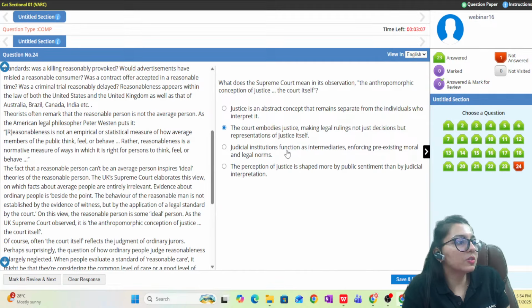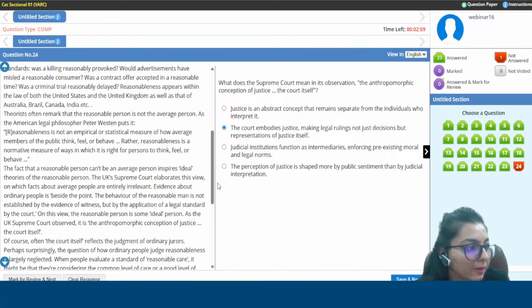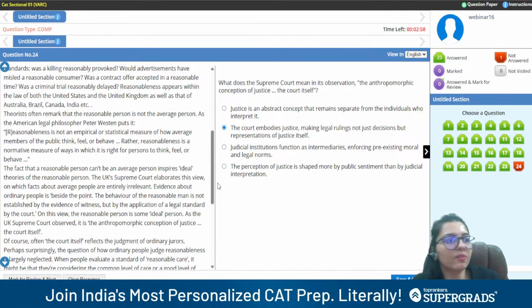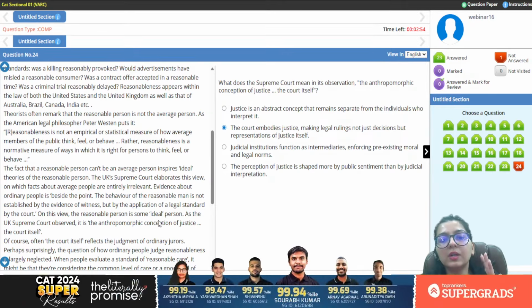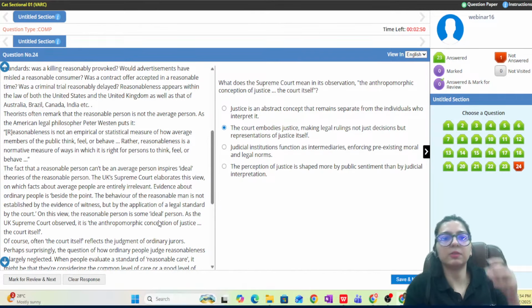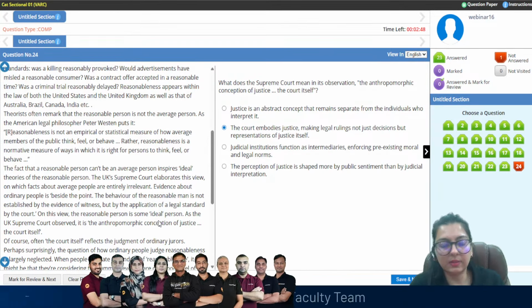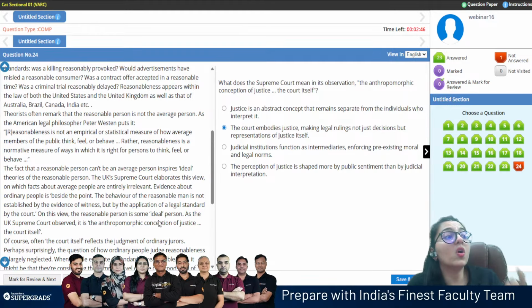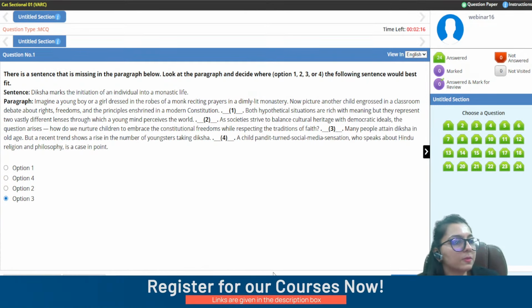Legal institutions function as intermediaries enforcing pre-existing, there was no such thing. The conception of justice is shaped more by public sentiment. That is not it. When you say anthropomorphic, it is a figure of speech in which we add animation, meaning we make a non-living thing living. So it has to be beyond just a structure or body, but not otherwise. So yes, that is what it is.